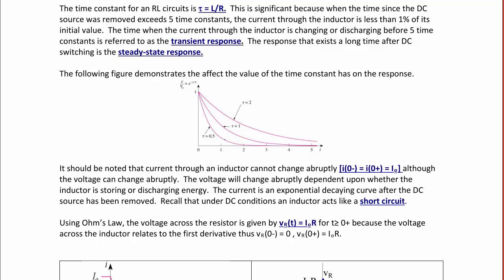And recall that under DC conditions, an inductor acts like a short circuit, so we can use that in order to model the circuit right before DC switching. At that point, you can then use Ohm's law to find the voltage across that resistor that was in parallel with the inductor, or you can use V equals L di dt to find the voltage across the inductor.